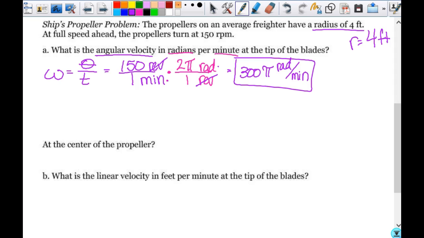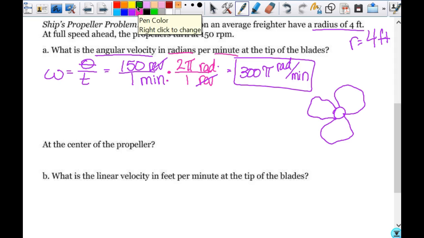Okay, so a ship's propeller, I don't know what a ship's propeller looks like, but I know what a boat propeller looks like. I don't even know how many blades there are, but usually 3, something like that. They're curved, and I'm not even going to try to draw it. So we were looking for the angular velocity at the tip of the blades, which means a point on the outside of the blade. And on the second part, I'm looking for the angular velocity at the center of the propeller.